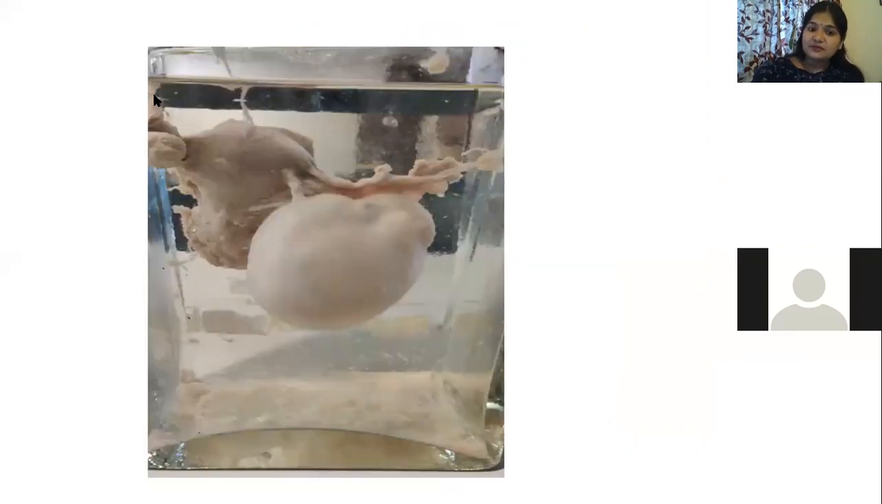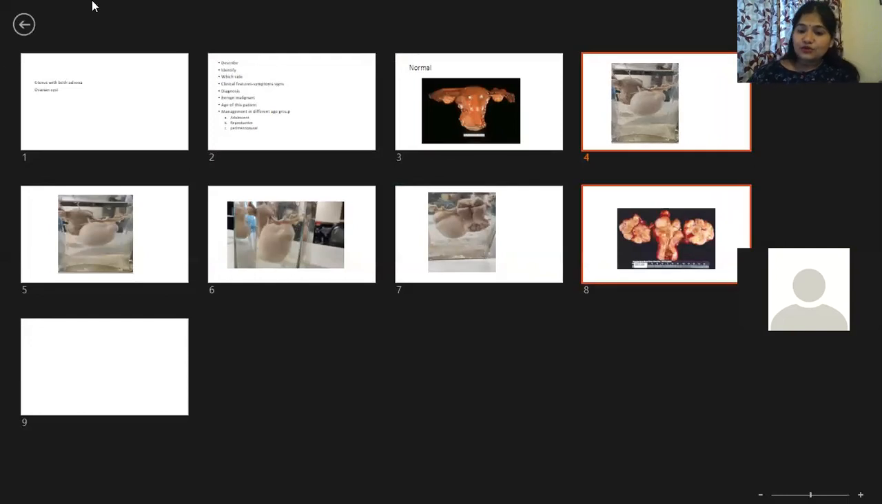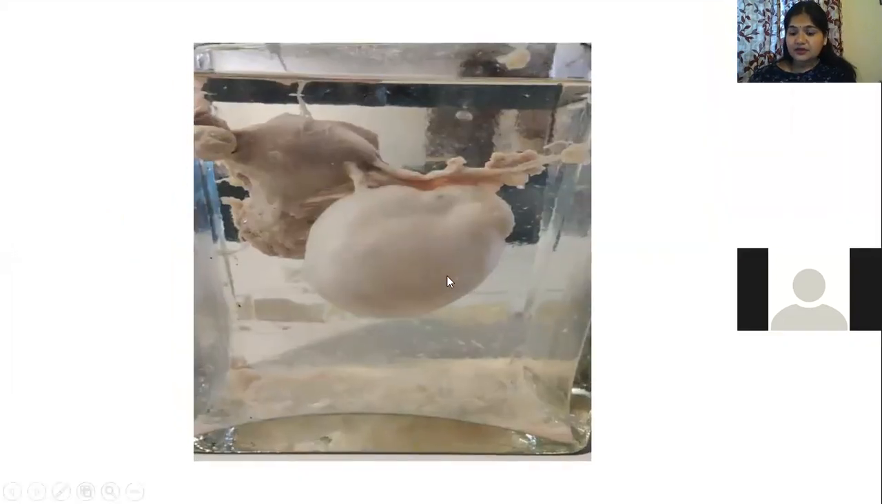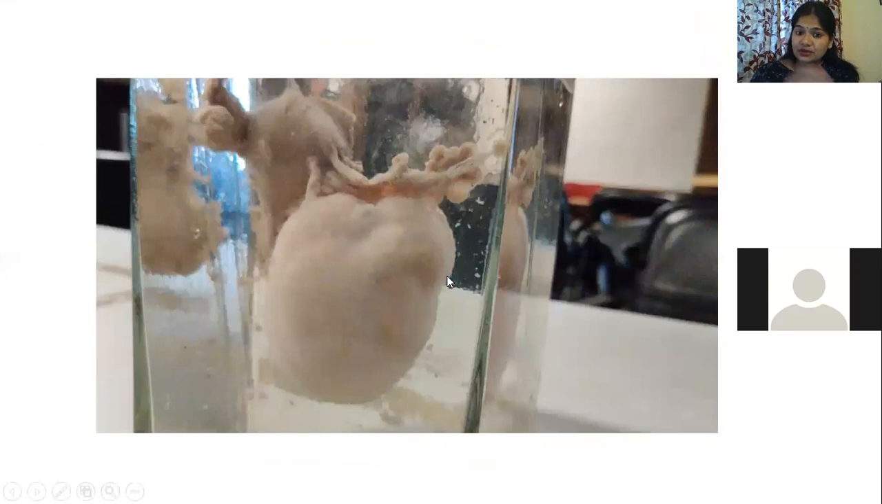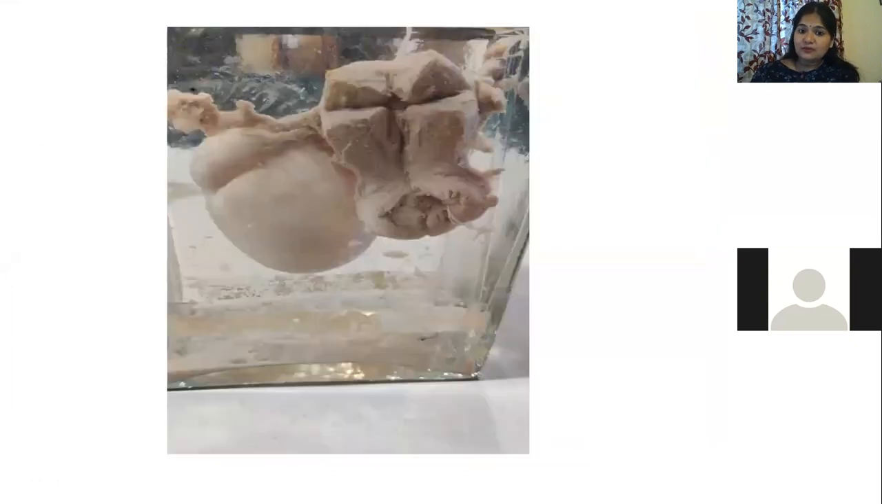Whenever you have a specimen like this, they might ask you what sort of hysterectomy is this? Is it a pan hysterectomy or is it a subtotal hysterectomy like this? So always remember, when you remove only the body of uterus without cervix and without adnexa, it is called subtotal hysterectomy. That means you have just removed the body of uterus without cervix.